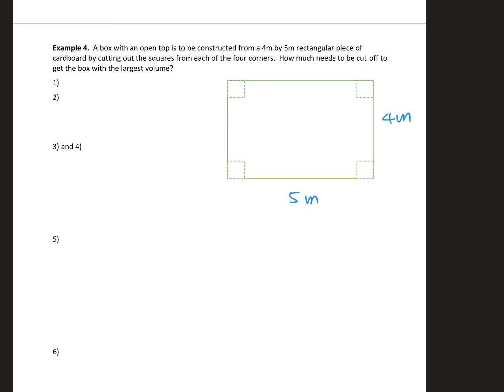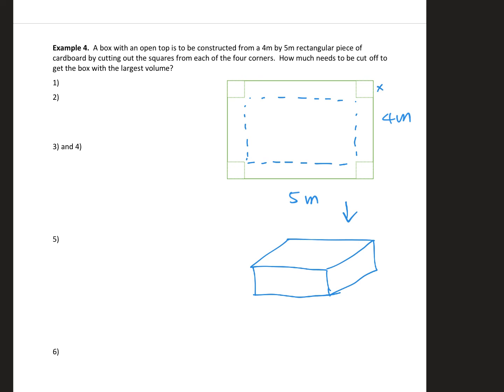Just to visualize, if you construct this, cut this off, it's going to look like this, right? So this part is going to be like this, this, this, and this. I'm going to call this X. I'm going to cut exactly the same size off all 4 corners, right? So whatever you cut off, that's going to be the height of the box.